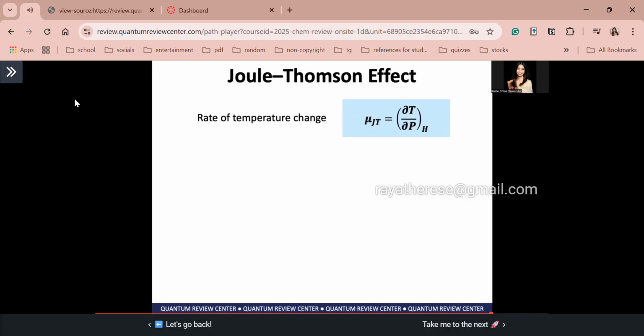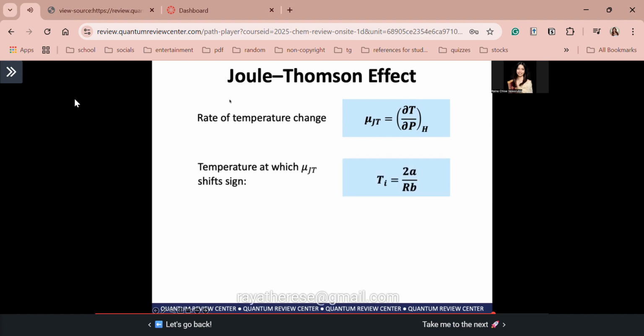So this equation shows that as the temperature of the gas varies with pressure, mu JT changes. Again, guys, the Joule-Thomson effect shows an isenthalpic expansion, meaning the change in temperature happens at constant enthalpy as pressure changes. The temperature at which the Joule-Thomson coefficient shifts sign is called the inversion temperature. So that is Ti, the inversion temperature, equal to 2a over Rb.